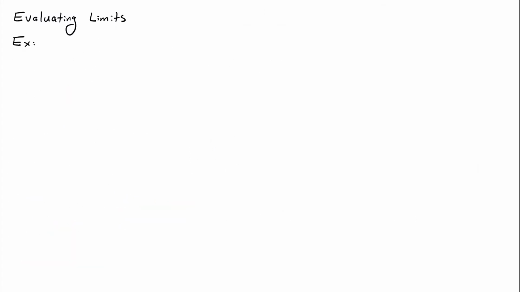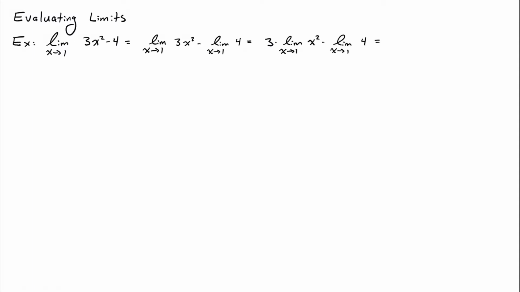Let's do an example. The limit as x goes to 1 of 3x squared minus 4. We'll carefully use our rules to expand this. Use the first rule to break over a difference, then the second rule to pull out the 3, then the third rule to pull out the squared, and finally rules 5 and 6. Our answer is 3 times 1 squared minus 4, or negative 1.